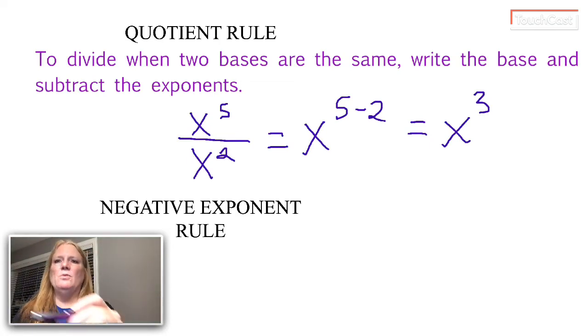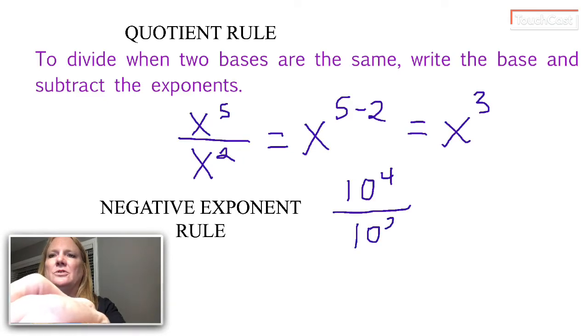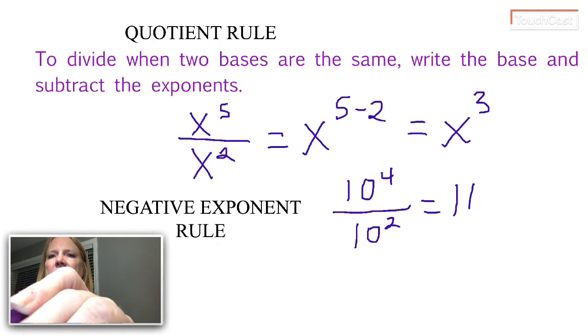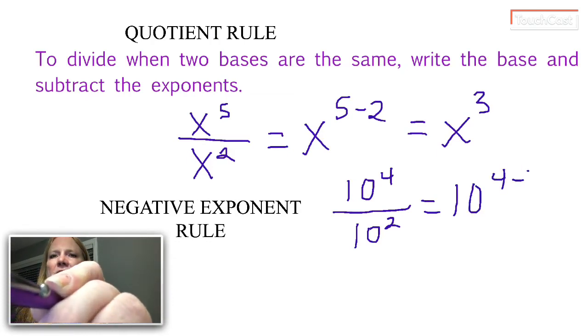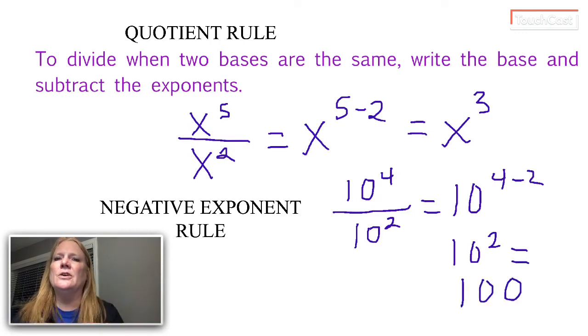Okay, another example with numbers. Say you have 10 to the power of 4 divided by 10 to the power of 2. So simply it would be 10 to the 4 minus 2, which is 10 squared, and you would want to simplify that to 100. Again, we'll expand on that one in just a moment, but that's good for now.